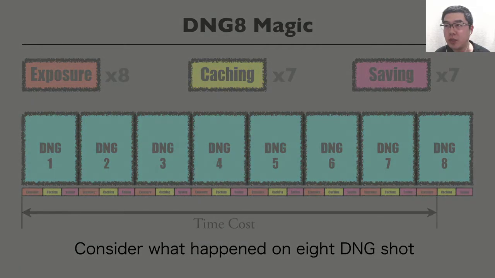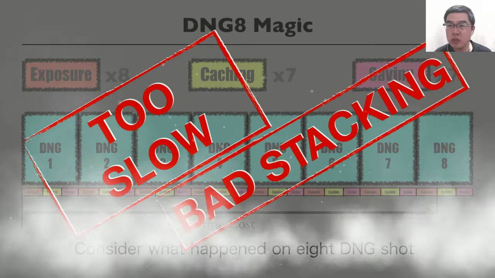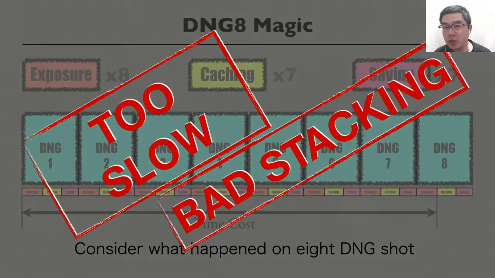And what's more, the nearby exposures get separated by caching and saving. So it's too slow, right? Normally caching and saving will take you 1 or 2 seconds, or even more in your camera. That's why when you push the shutter button, it takes quite some time before you can take the next shot. So it's too slow, and the exposures get separated.